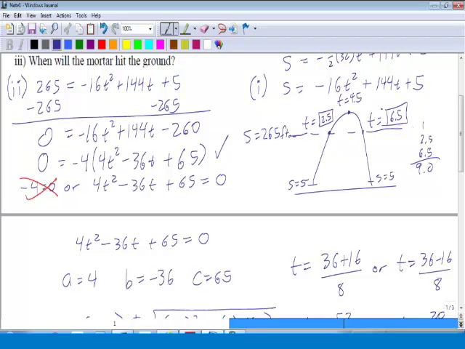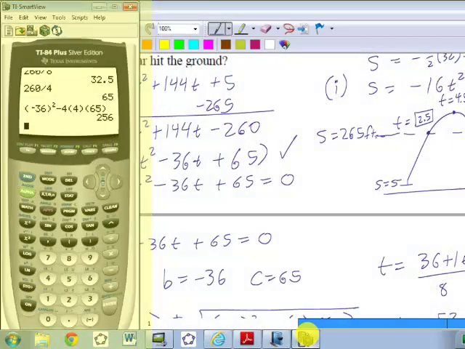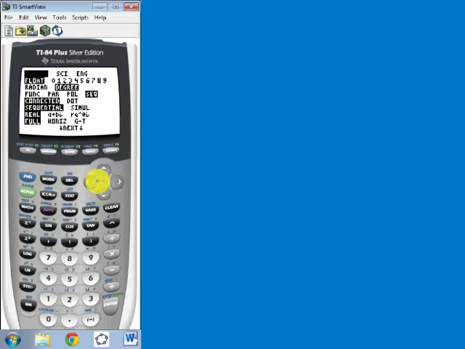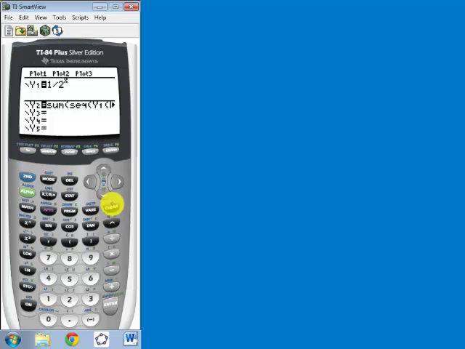Let's see what the quadratic formula does for us. In fact, let's look at this graphically. I don't think I want to revisit the quadratic formula. So let's do two things. Let's graph this. Y equals, whoa, sorry about that. Back to function mode. Where has this calculator been? Goodness gracious. Y equals negative 16x squared plus 144x plus 5.